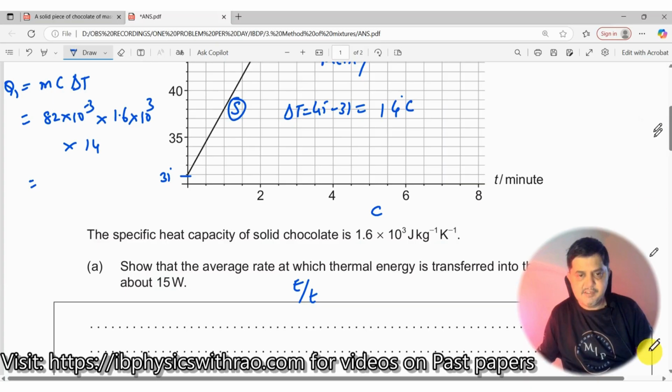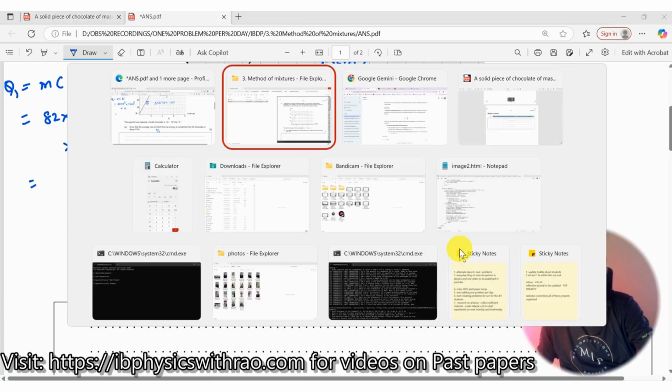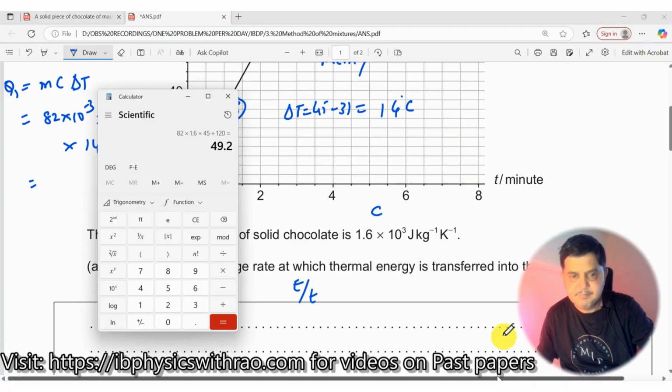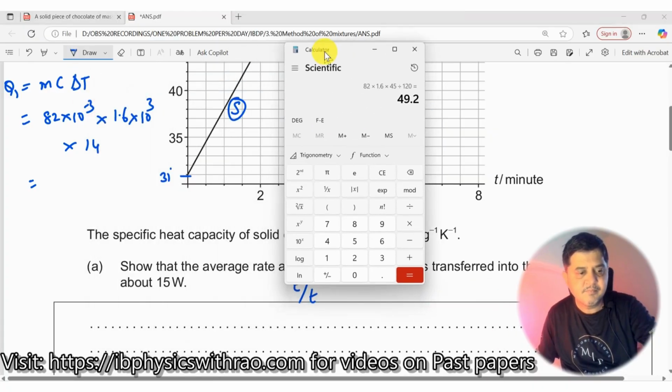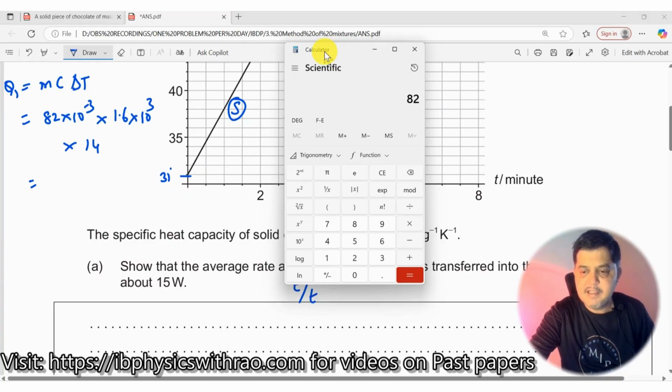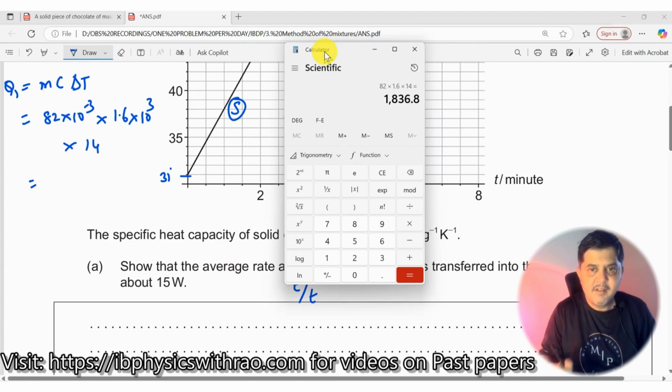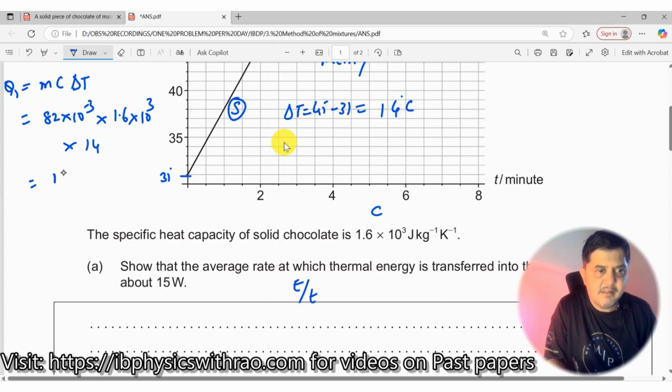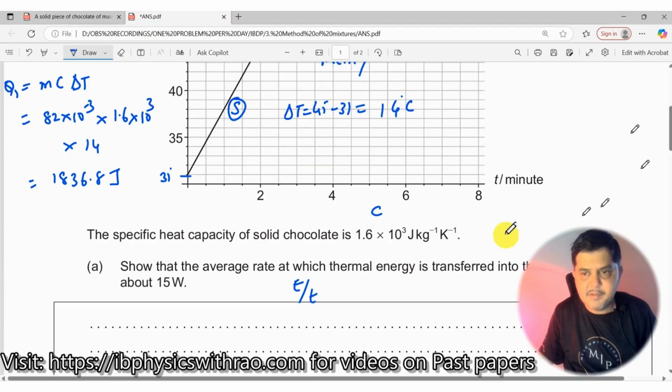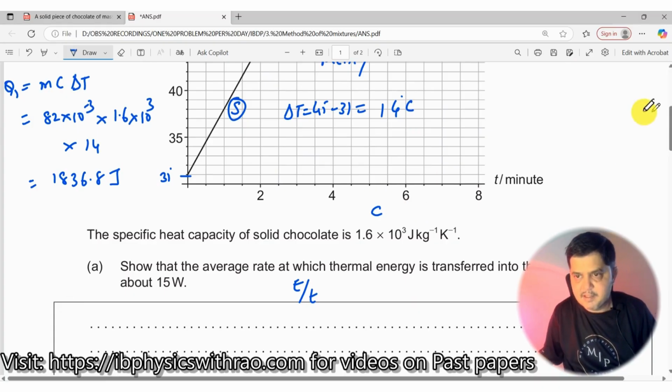So when I do this, I get the answer, where is my calculator? Right. I have 82 multiplied by 1.6 multiplied by 14. So this will be 1836.8. What is this? Joules, right? 1836.8 joules. And for how long has this been transferred? This has been transferred for 2 minutes from here to here.